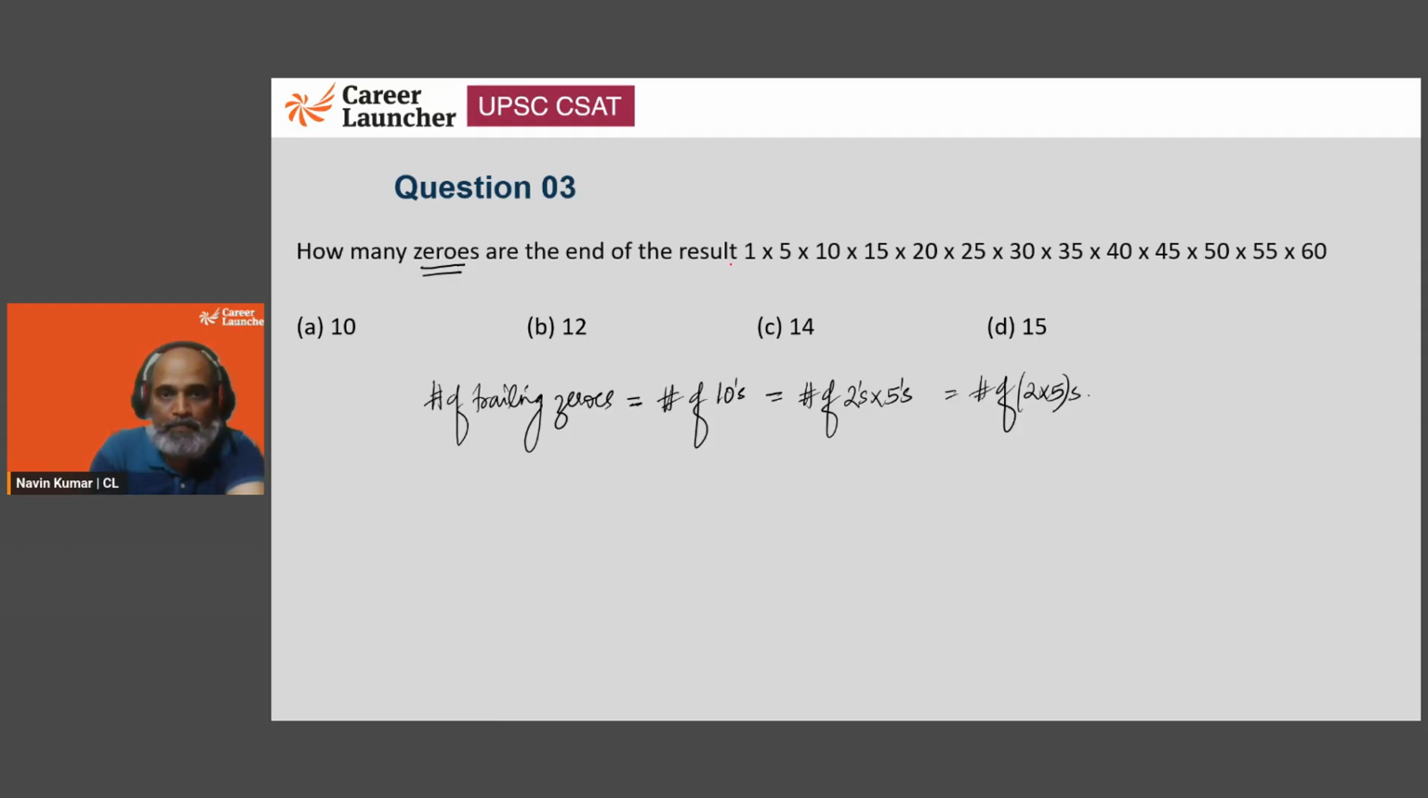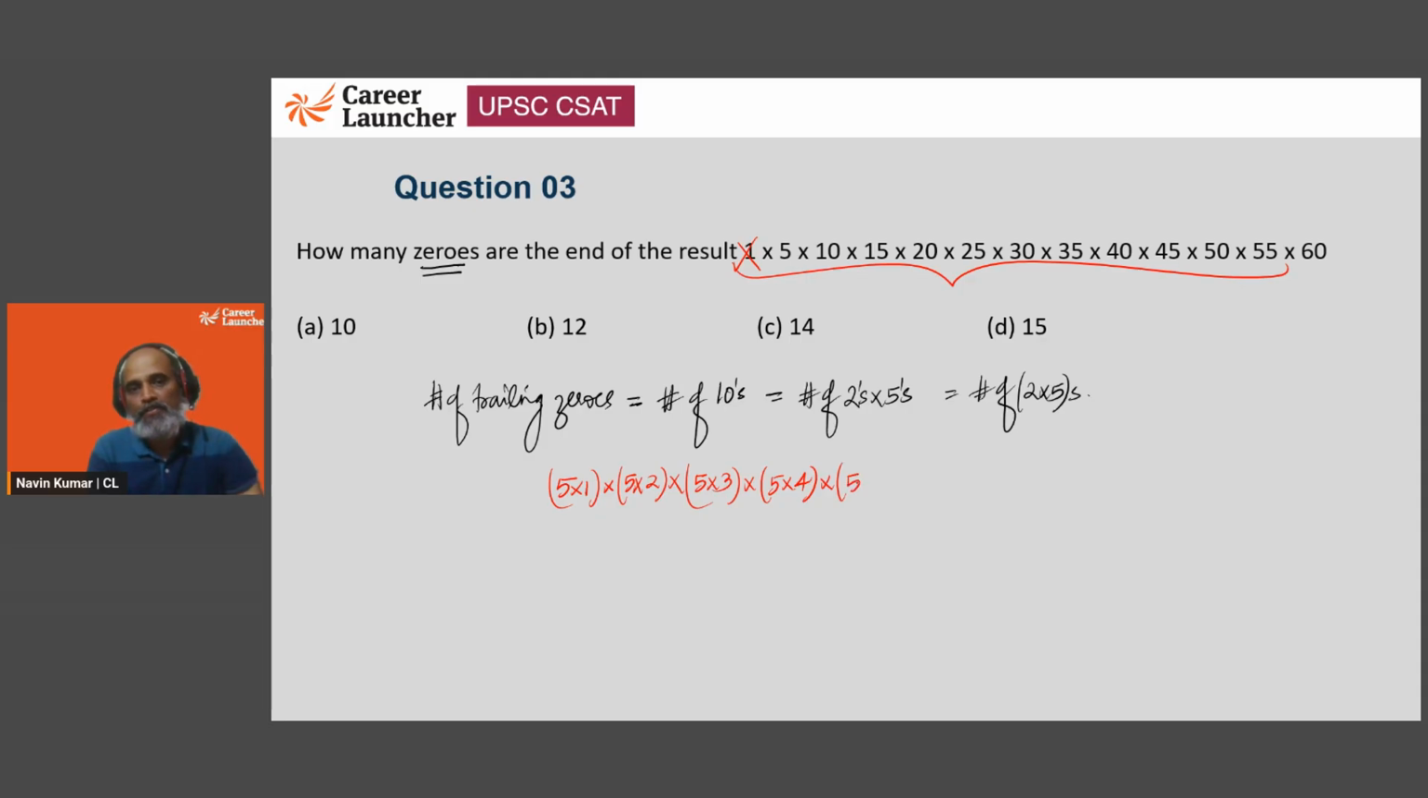So if you look at this particular problem, this 1 is of no concern to us because 1 doesn't have a 2 or a 5. So if you look at the first term, it's 5 into 1. 10 is 5 into 2. 15 is 5 into 3. 20 is 5 into 4. 25 is 5 into 5. 30 is 5 into 6. And so on. 60 is 5 into 12.